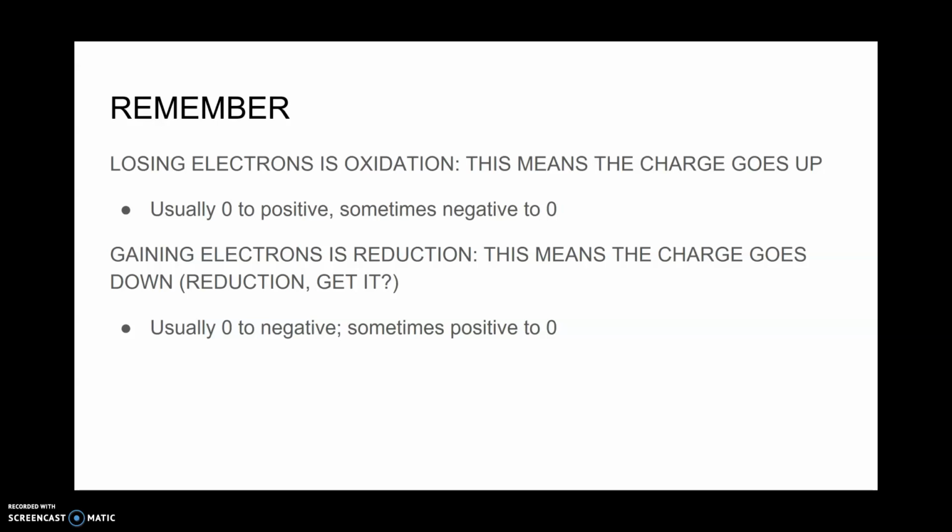Most of the time you see the charge go from 0 to positive. Sometimes you can see the charge go from negative to 0. In both cases, though, the charge is going up. Gaining electrons is reduction. This means that the charge goes down, which is reduction, going down. Usually this means going from 0 charge to negative charge, but sometimes it could mean going from a positive charge to 0.